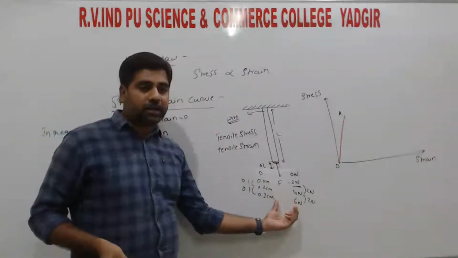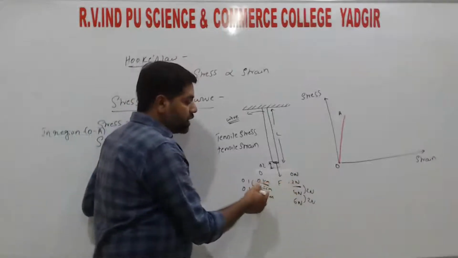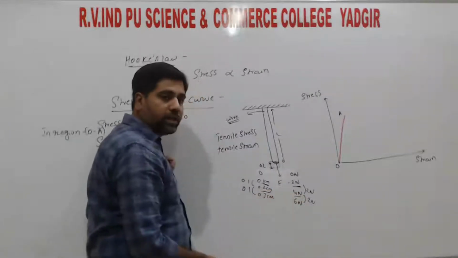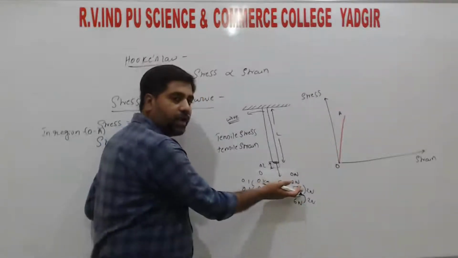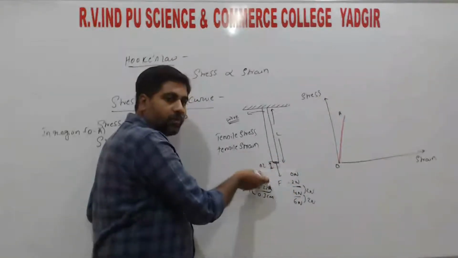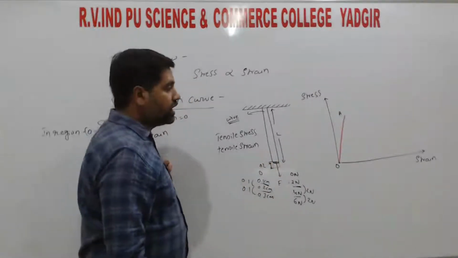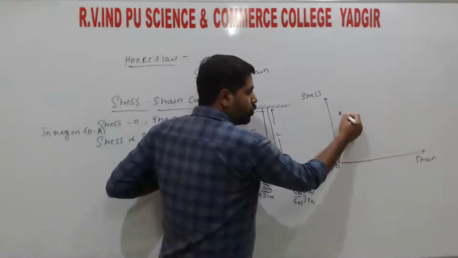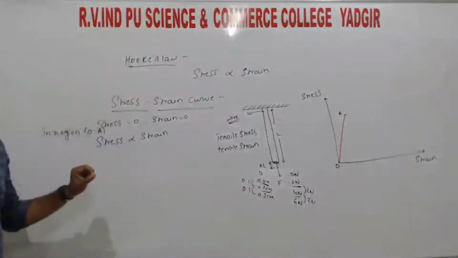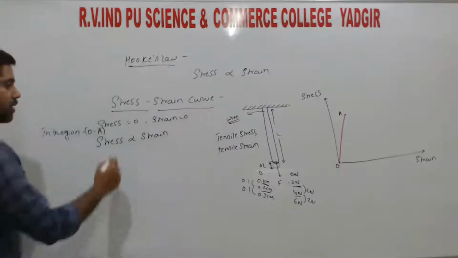This is just for an example. I have written it for the purpose of understanding, right? So if 2 Newton is acting, the length increases by 0.1 centimeter. If 4 Newton is acting, the length increases by 0.2 centimeter. So likewise, if we increase the load on this wire, in the same proportion the length also keeps increasing, right? So the region from 0 to A, up to this point, it behaves as an elastic material, right? So this wire behaves as an elastic material, right?